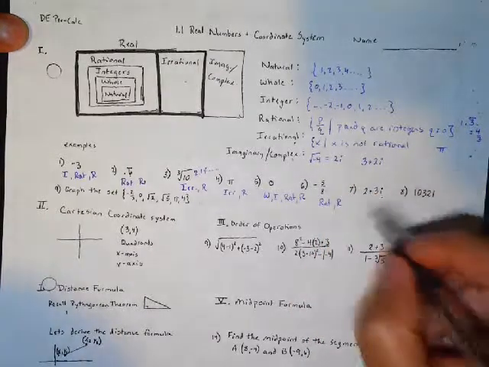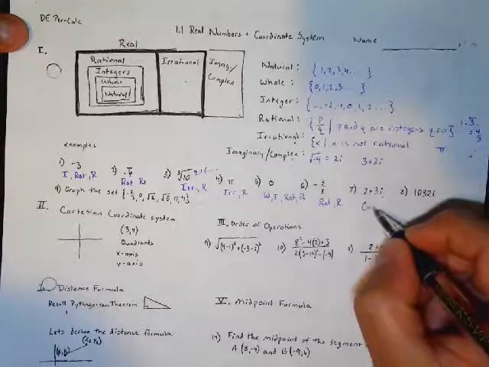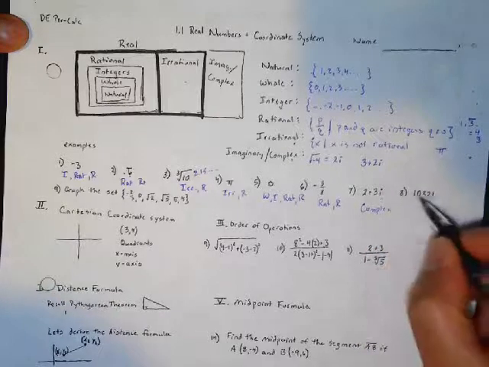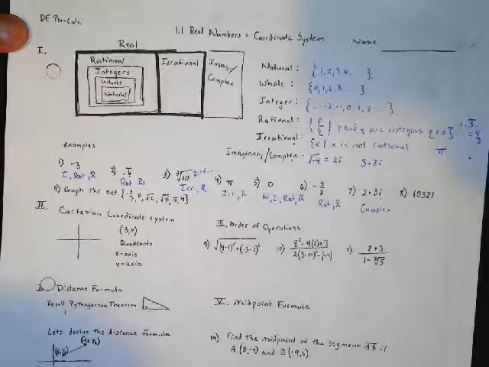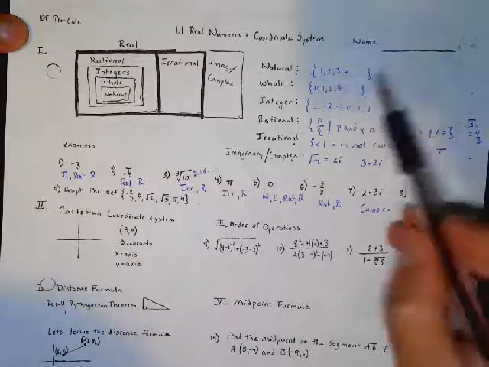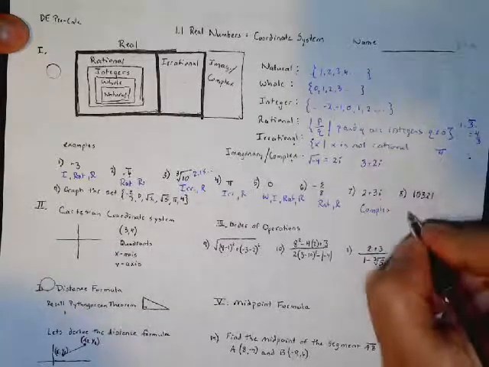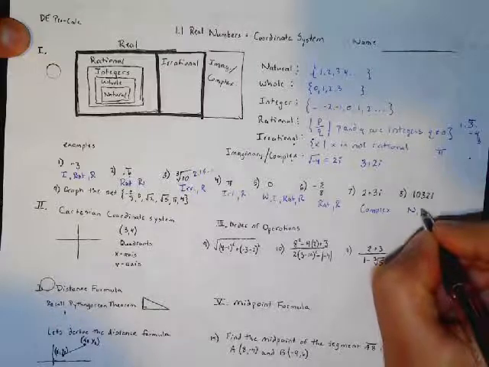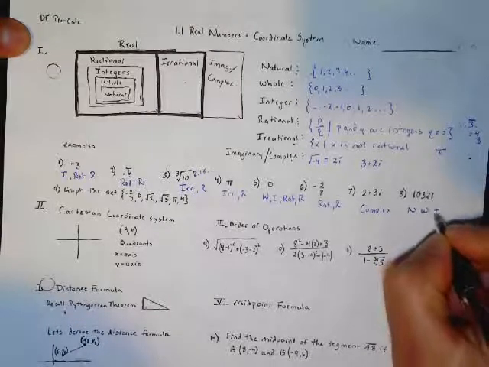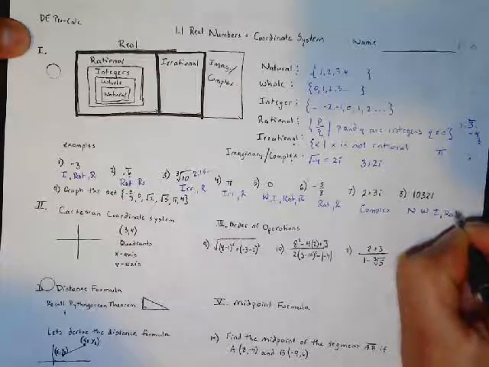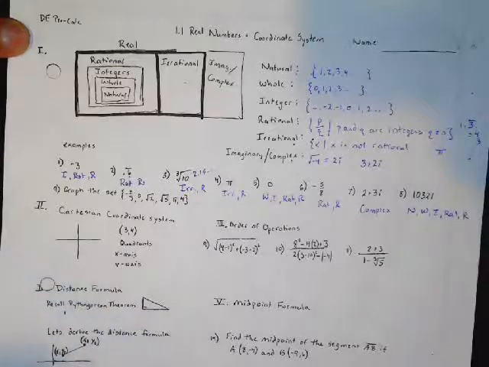2 plus 3i is a complex number. And 10,321 is part of our natural numbers. So natural numbers are also whole numbers, which are also integers, which are also rationals, which are also reals. There are symbols for all these things, but we're not going to worry about those today.